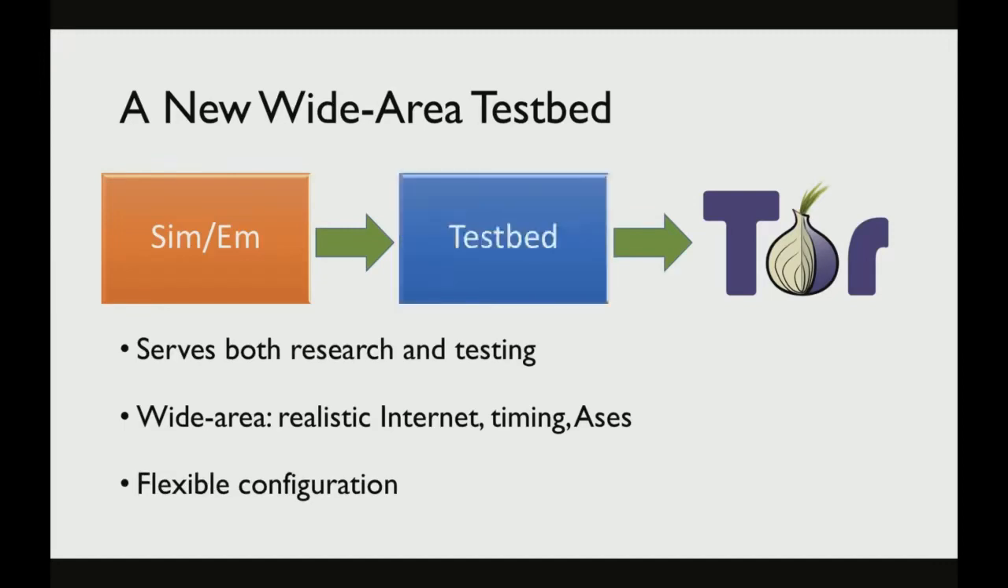And we'd like to fill that gap with a wide-area testbed. It offers a realistic internet, so there's the actual internet underneath, accurate timing, and real internet ASs, that's capital S, sorry, real internet ASs. It would allow people to test out their ideas in both attack and defense, or performance, or whatever, so that there's some more high-fidelity, realistic testing that can be done before it would actually be considered for deployment in Tor.